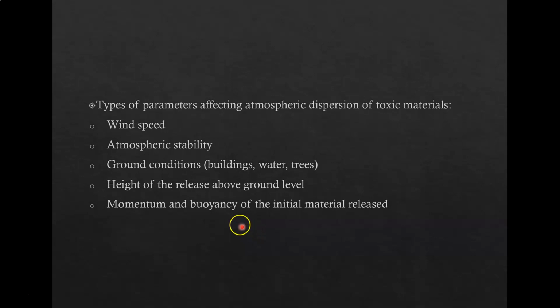In the previous video, I already explained what types of parameters affect the atmospheric dispersion model. The first one is wind speed, then atmospheric stability, ground conditions, height of the release above ground level, HR, and also the momentum and buoyancy of the initial material released.